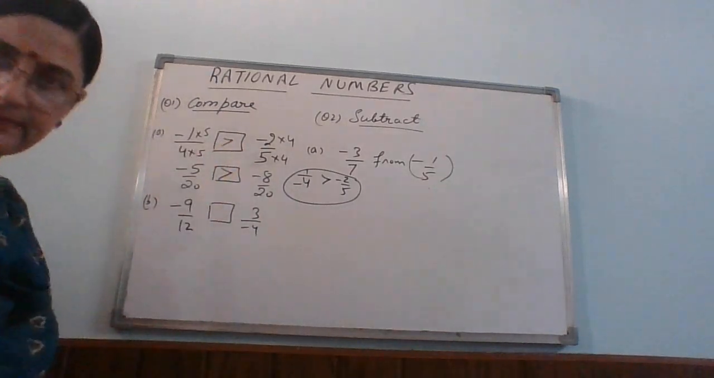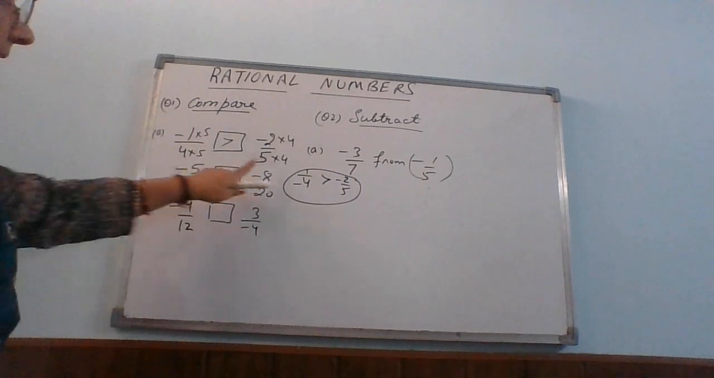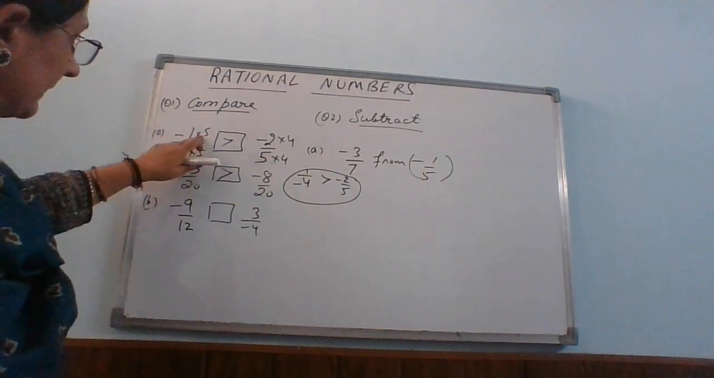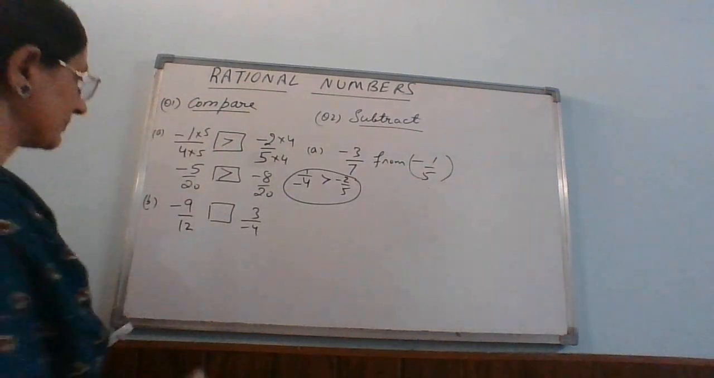This is greater, right? So whenever you have to do the comparison, you will be making the denominator the same. Make the denominator the same, and the same number gets multiplied in the numerator. Then you can find out the answer and compare which one is greater.